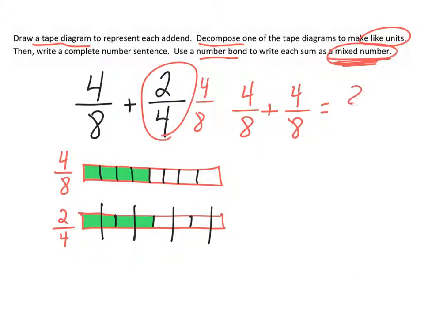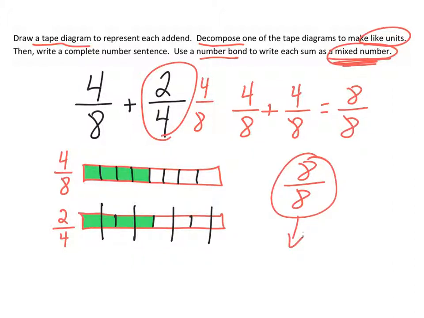4 plus 4 is 8. The denominator stays the same. Well, look at that. We have 8/8. And when we have a numerator and a denominator that are the same, this is equal to 1 whole.